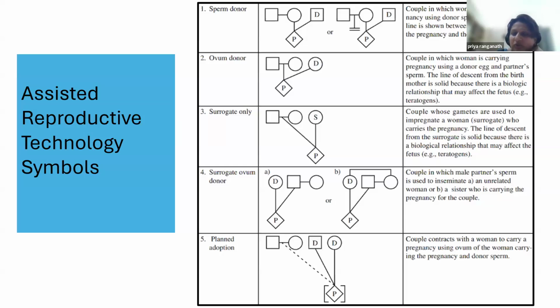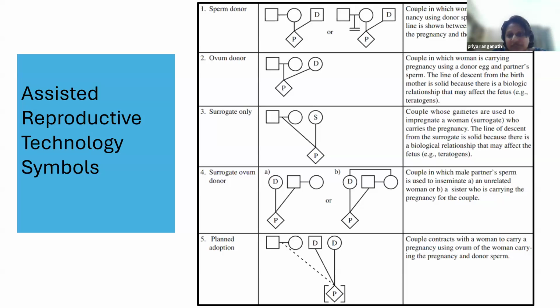And then if we have an ovum donor, a capital D with a circle, and then that joins the pregnancy. Also, we have surrogate only, where you show the pregnant couple and then the surrogates, depicting that the surrogate has come from, also a part of this pregnancy, and also the gametes have come from the parents themselves. So you have surrogate ovum donor, where you have mention of the surrogacy also, and the donor is also put into the picture. And then you have planned adoption, where the sperms and eggs are coming from the donors themselves, but the parents are shown in the dotted line.